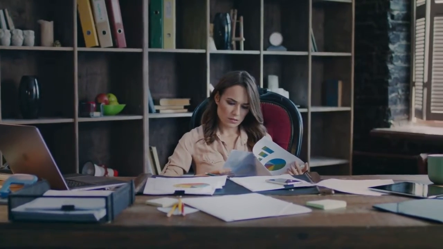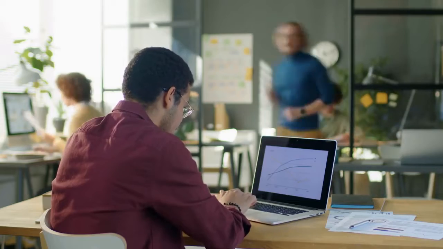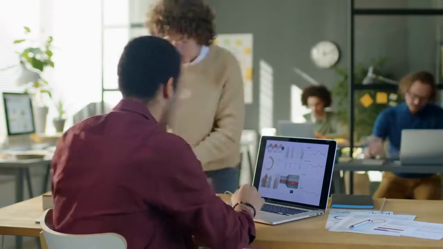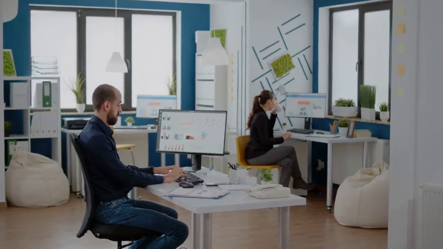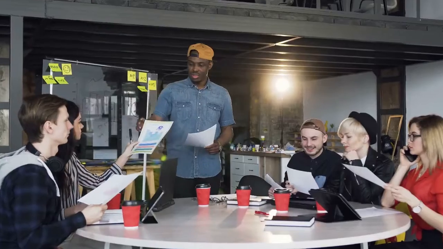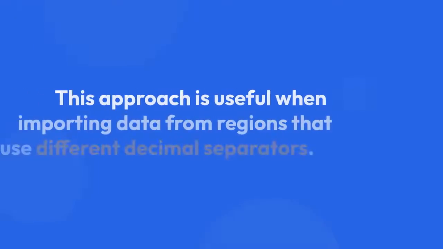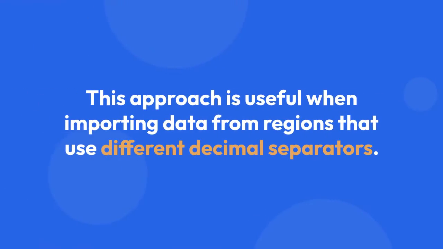To use the text function, assuming your number is in A1, you would use a formula like =VALUE(SUBSTITUTE(A1,",",".")). This formula replaces the comma with a period, which is the standard decimal separator in many regions, and then uses the VALUE function to convert the text back into a number. This approach is useful when importing data from regions that use different decimal separators.